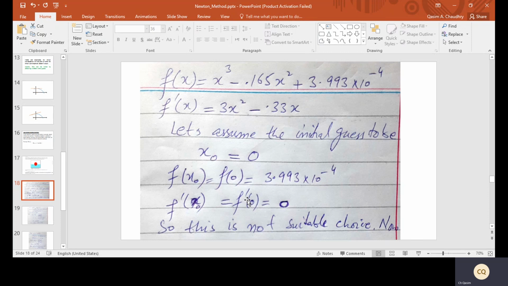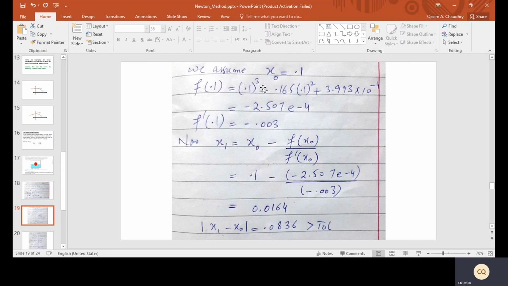So it is very important that you should change the value of x naught. This is not a suitable choice. So students, this is important that you take a better choice for the x naught. It is very easy to understand how you can decide that this is not a good choice for this method. If you simply find out the derivative, and if, for example, you are taking any value and it is giving you 0, then stop, take another value. In this way you can better choose a new initial guess.